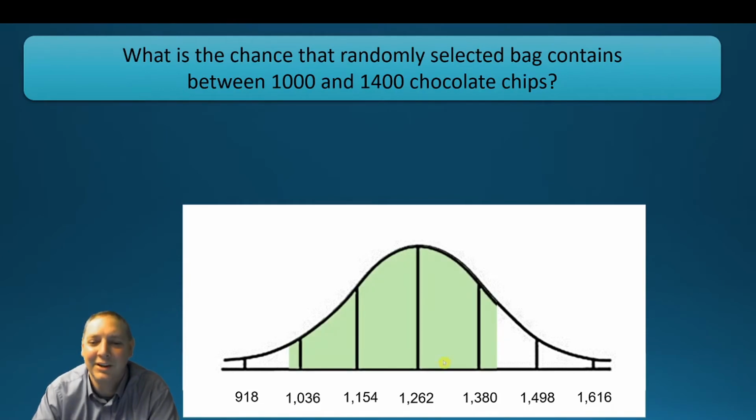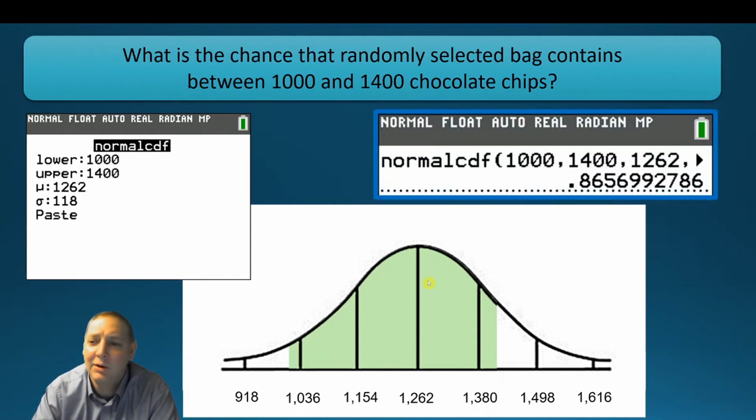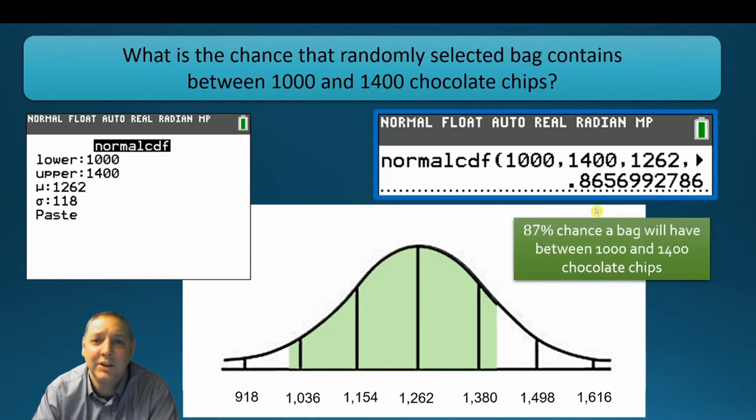We use the normal CDF to calculate the area of this shaded region. So we get our normal CDF function, plug in all the information we have, and we see that we get a number here, let's see, 86.56. So the chance that we'll pick a bag with this number of chips in it would be roughly 87%.